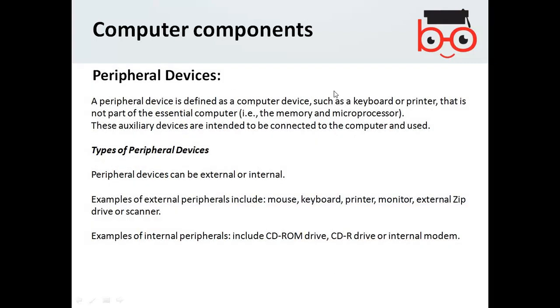Peripheral devices. A peripheral device is defined as a computer device, such as a keyboard or printer, that is not part of the essential computer, i.e., memory or microprocessor. Types of peripheral devices: the external ones are the mouse, keyboard, printer, and monitor, and the internal ones are the CD-ROM, CD drive, modem, etc.